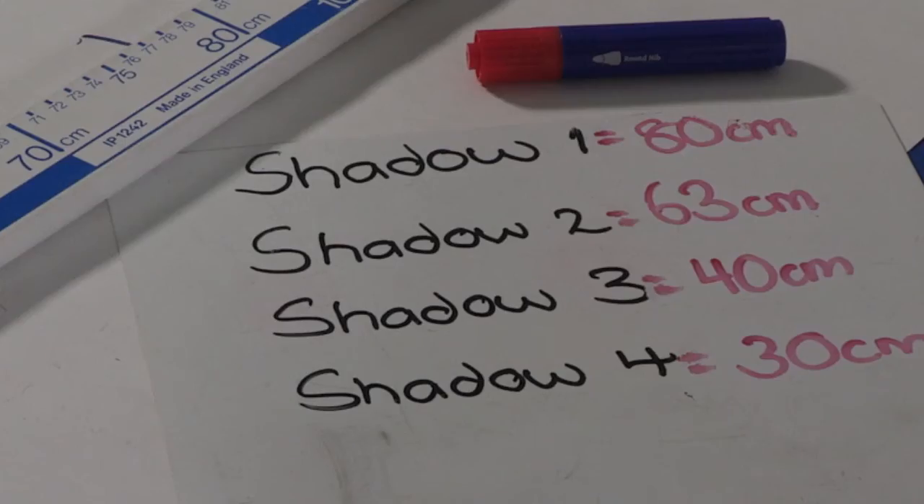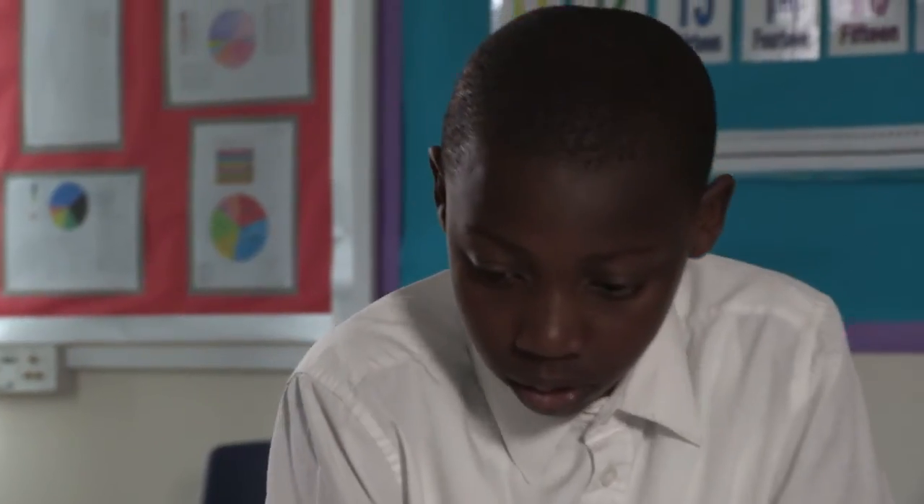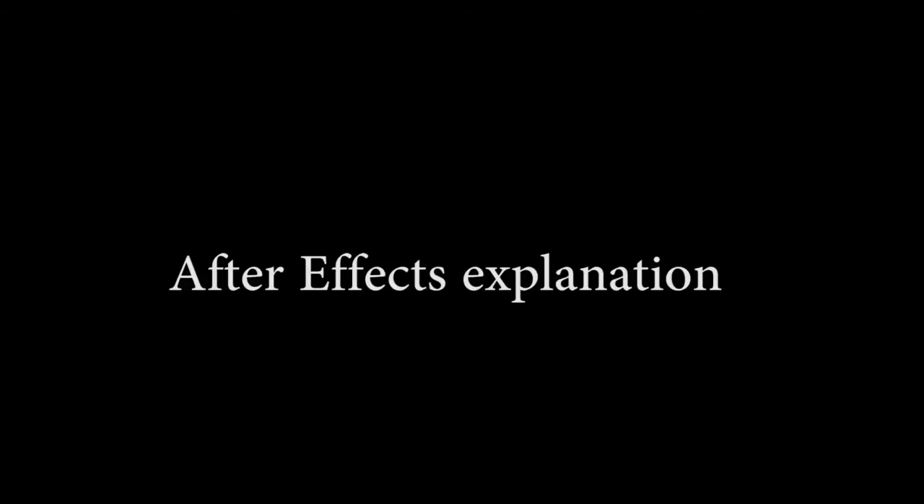Let's look at our results. Look, there's a pattern. Shadow 1's the biggest. So that means every time we get further away from the light source, the shadow gets smaller. The children measured the size of the shadow at 40 centimetres, 70 centimetres, 100 centimetres and 130 centimetres. Their results show that as the puppet moves further away from the light source, the shadow it creates gets smaller. So, the closer to the light source, the bigger the shadow. My prediction was correct. Was your prediction right?